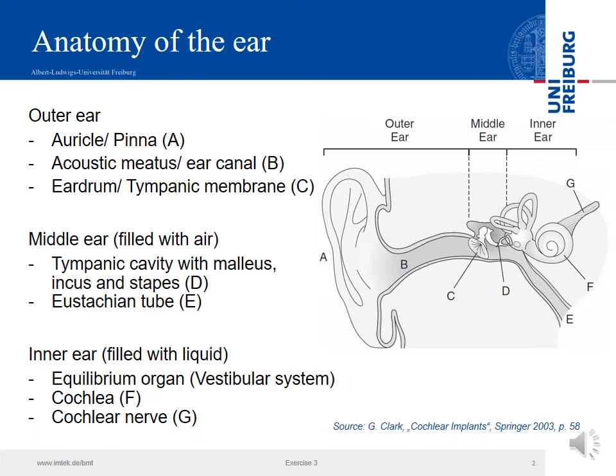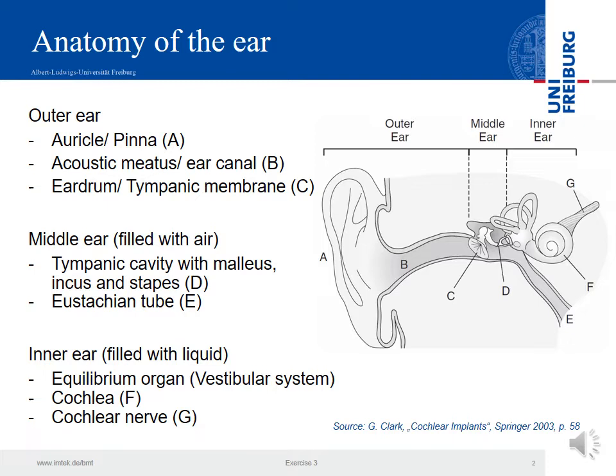First of all, I'd like to give you an overview about the anatomy of the ear. So we have different parts in the hearing system, starting with the outer ear that collects the sound and guides the sound through the auricle or pinna into the ear canal. And from there, the sound waves excite the eardrum or the tympanic membrane.